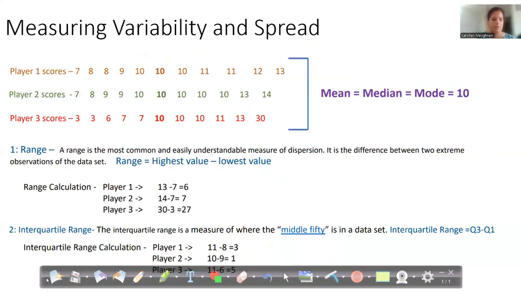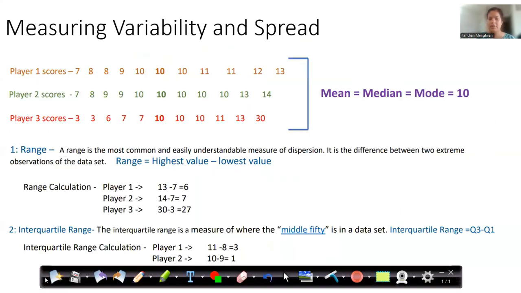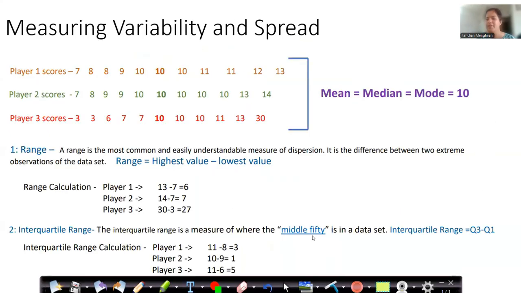So interquartile range is the measure of the middle 50% of your data. In range, we did highest value minus lowest value. For interquartile range, we will do Q3 minus Q1. That means the upper quartile minus the lower quartile.